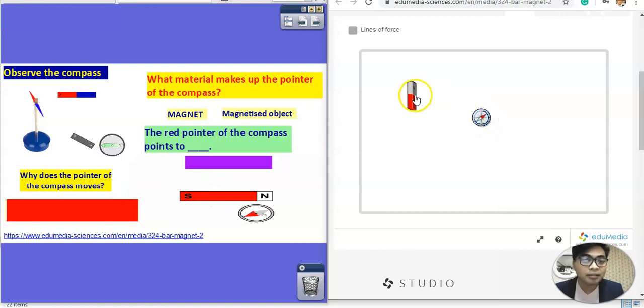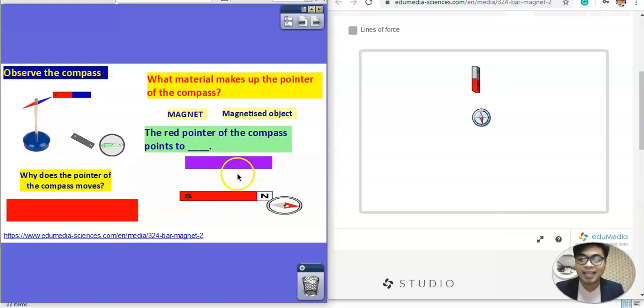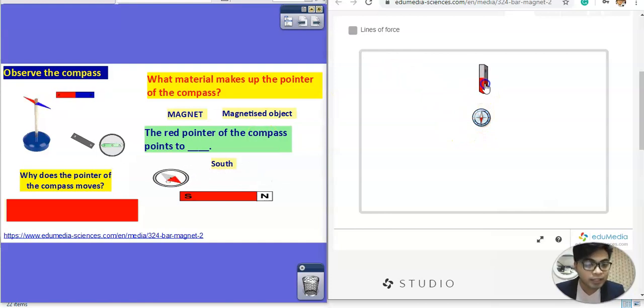So the red pointer always points where? This one is the north of the magnet. So definitely this one is the southern part of the compass. So the red pointer will always point exactly to the south, and the gray one always points to the north. Now look at this one. This one is the south, and this one is the south.